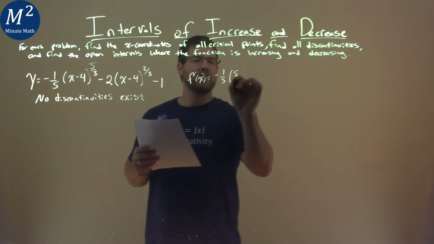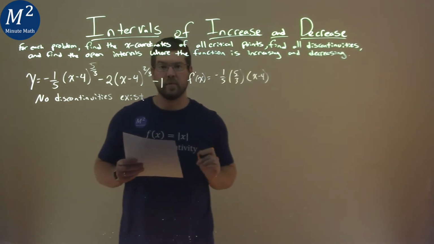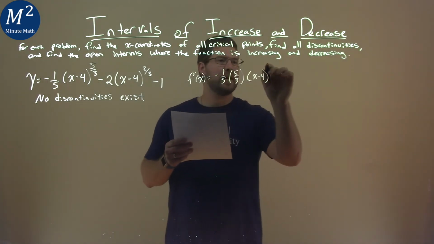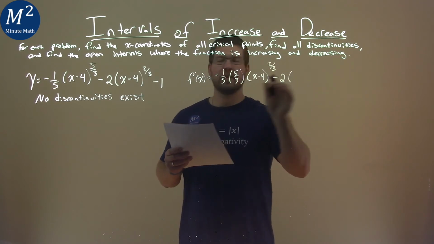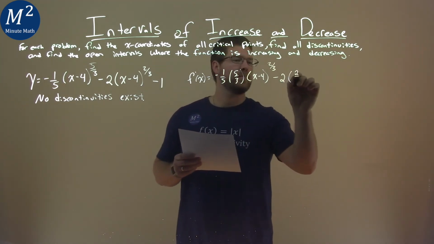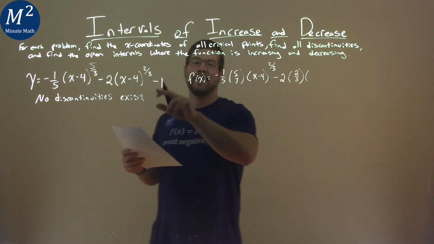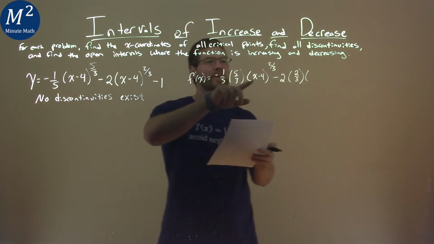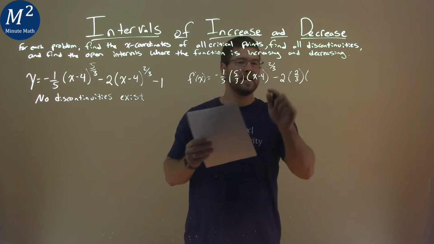times 5/3 times the inside x minus 4, and subtract the exponent by 1, which is 2/3 now, and then the exponent, minus 2 times this exponent comes down, 2/3, times, oh, I even forgot, sorry, just so you know, power rule here, we have 2/3 in the exponent, and then we have to multiply by the derivative of the inside, which is just a 1.